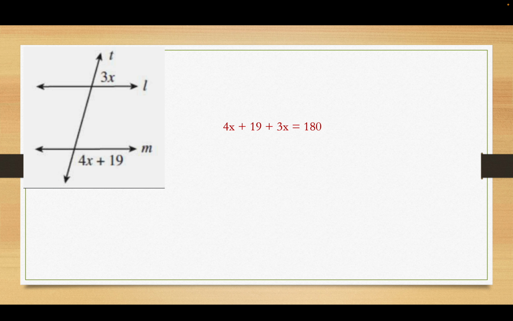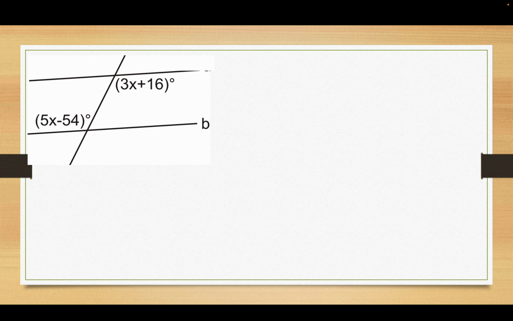So 4x plus 19 plus the 3x is 180. 7x plus 19 is 180. 7x is 161. Dividing, and I get x is 23. Okay. All right, let's try this one. Give it a shot.